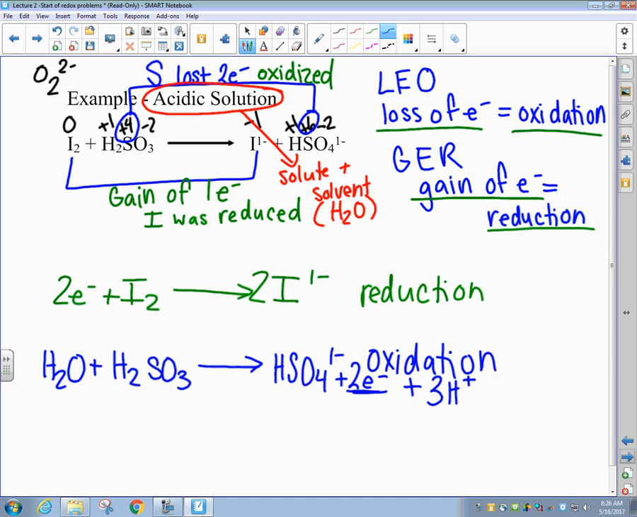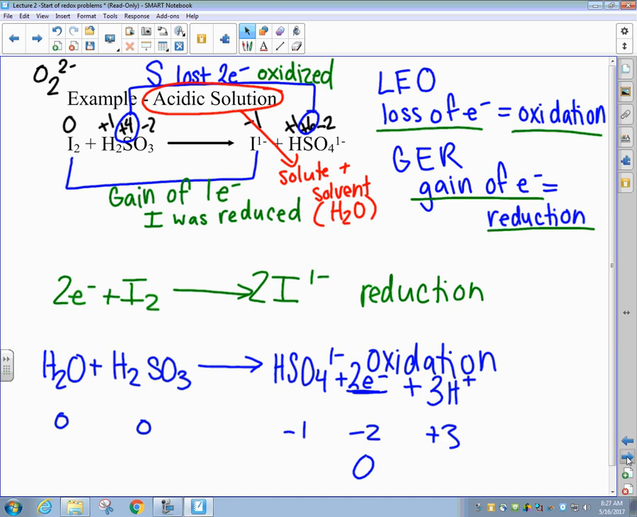Now I need to check my charge. On the left-hand side, I have a neutral water, neutral sulfurous acid, so overall charge equals 0. On the right-hand side, I have a -1 charge, -2 for my electrons, and a +3 for hydrogen. So overall, I have a charge equal to 0. Charge and atoms are balanced at this point.